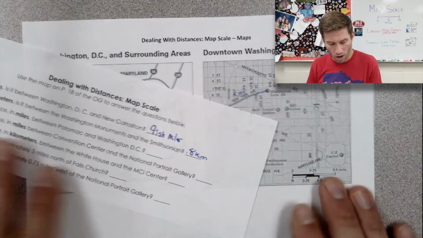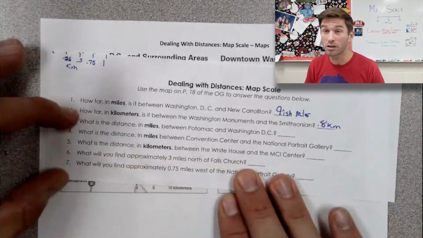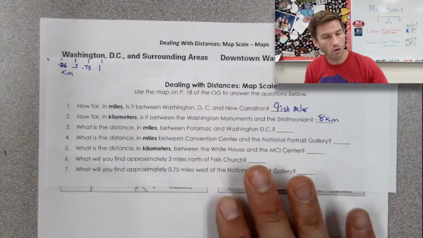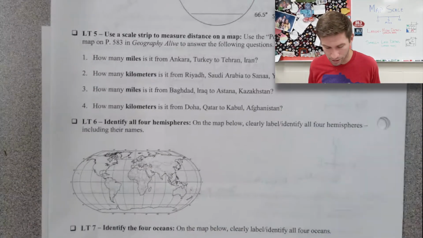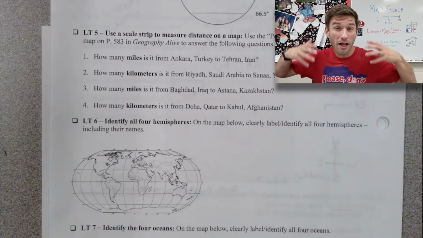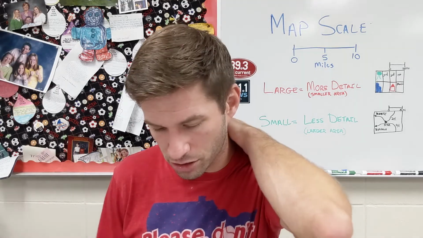So there you go. You're going to want to continue on with items 3 through 7 on your map scale. And then, of course, we've got a little map scale practice on your daily learning targets check. That's available to you as well, the maps that you'll need for that.